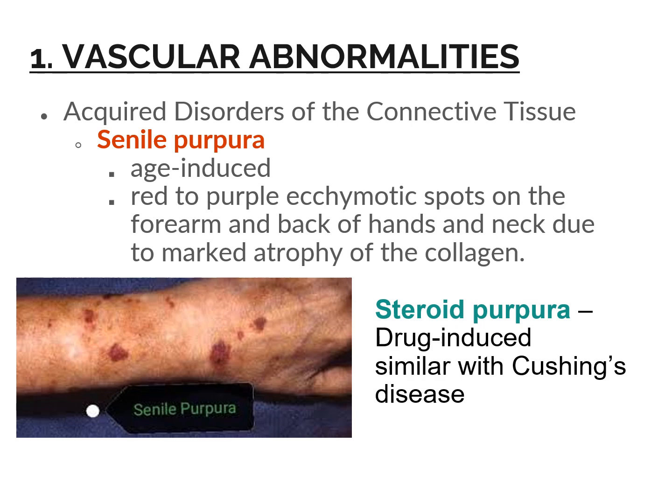Then we have the age-induced abnormalities. We call it senile purpura. This is a chronic disorder in the elderly characterized by red to purple ecchymotic spots, usually formed on the forearm and back of hands and neck due to marked atrophy of the collagen. And then we also have steroid purpura. This is drug-induced, seen in persons treated for prolonged periods with high dosage of steroids. This is somewhat similar to Cushing's disease.